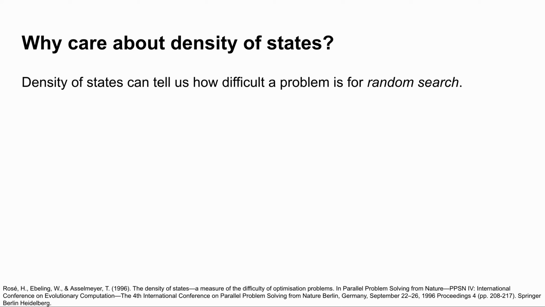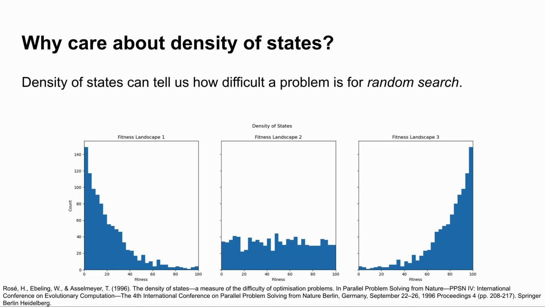We care about density of states because density of states can tell us how difficult a problem is for random search. For example, in the leftmost histogram, most solution candidates have low fitness, so this problem will be very difficult for random search. The middle histogram has an approximately uniform distribution, so this problem would be easier than the previous one for random search. In the rightmost histogram, most solution candidates have high fitness, so this problem will be easy for random search.